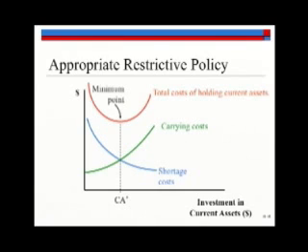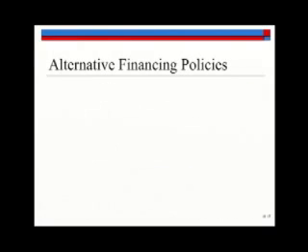So really, it depends on how our carrying cost and shortage cost curves behave. And the more sharply they rise with investments, the more the optimal level of current assets is going to be shifted to the left, and the more appropriate it is for us to have a restrictive policy.